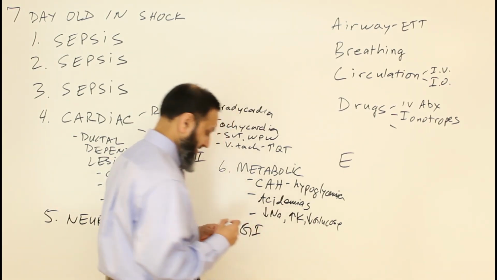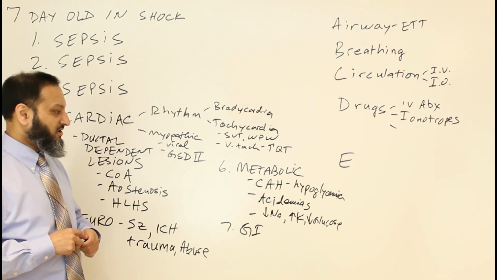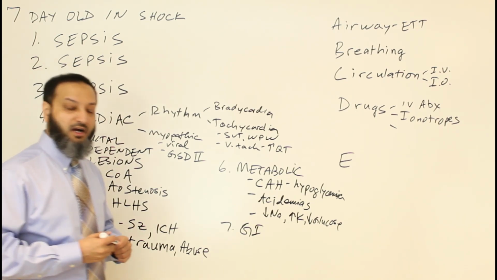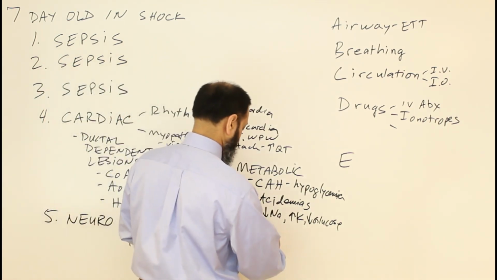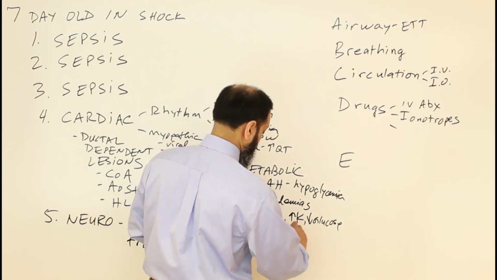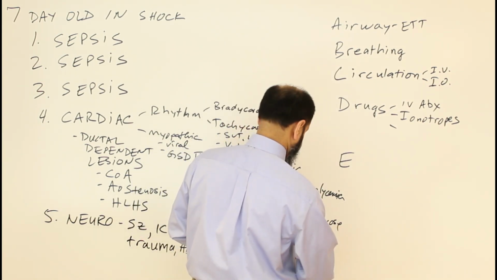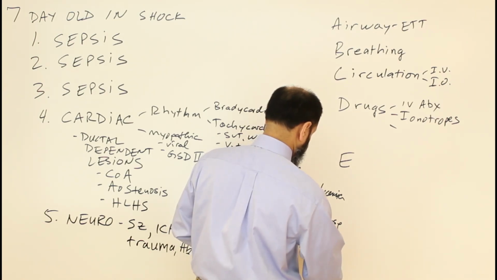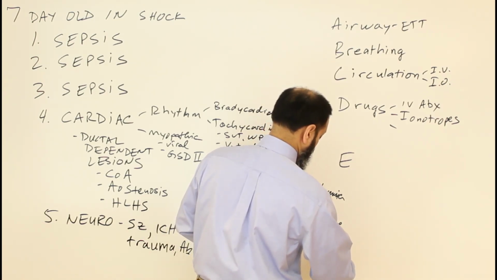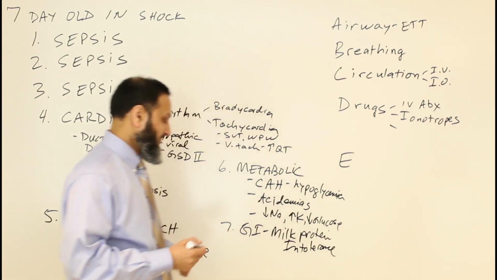So sometimes GI causes can present with shock as well. One of the main things is going to be a milk protein intolerance. So sometimes kids can have severe milk protein intolerance, and they can come in with severe diarrhea and dehydration, and might have shock and things.